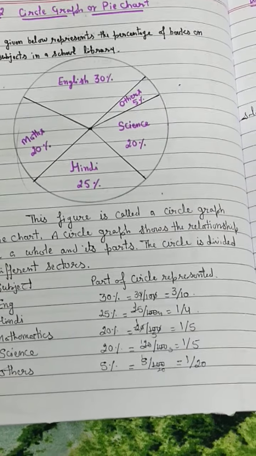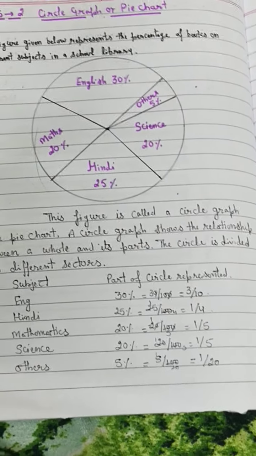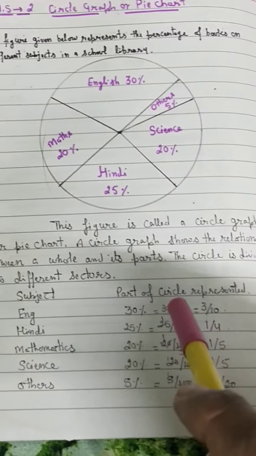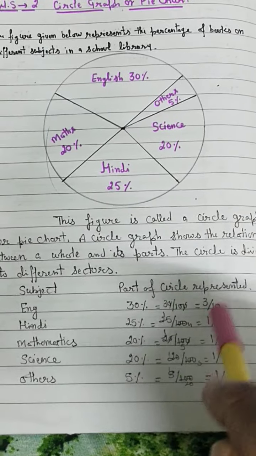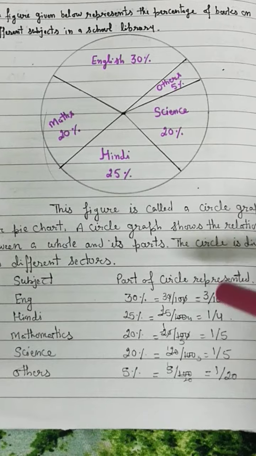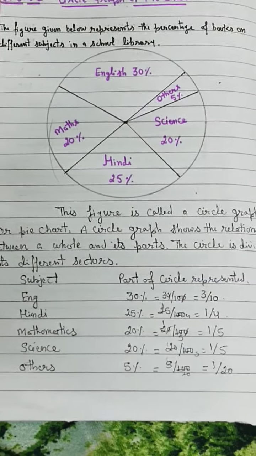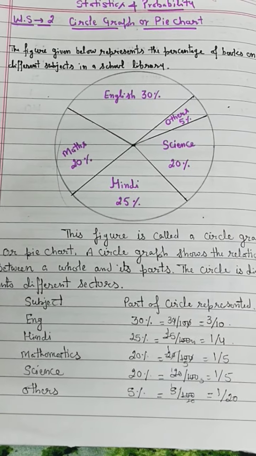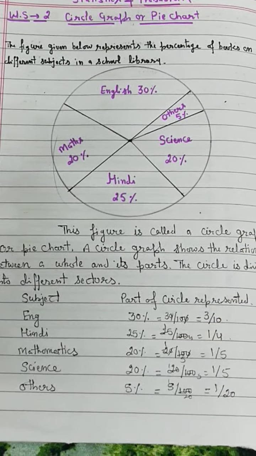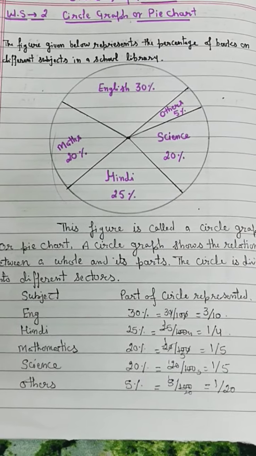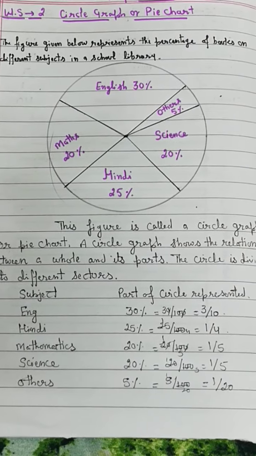And dear children, one thing you have to keep in mind, that after finding the part of a circle, if we find the sum of every part, their sum is equal to one whole. Now look here, we find the sum of 3 upon 10 plus 1 upon 4 plus 1 upon 5 plus 1 upon 5 plus 1 upon 20. Its value is equal to one whole.